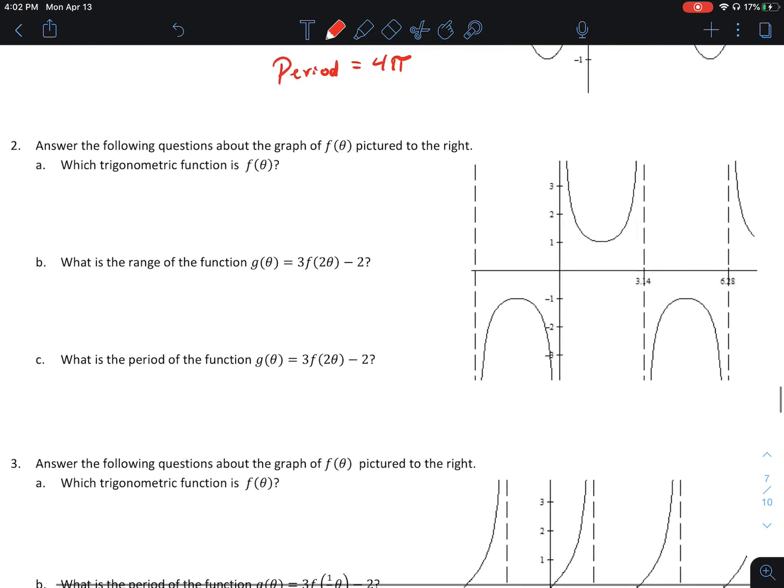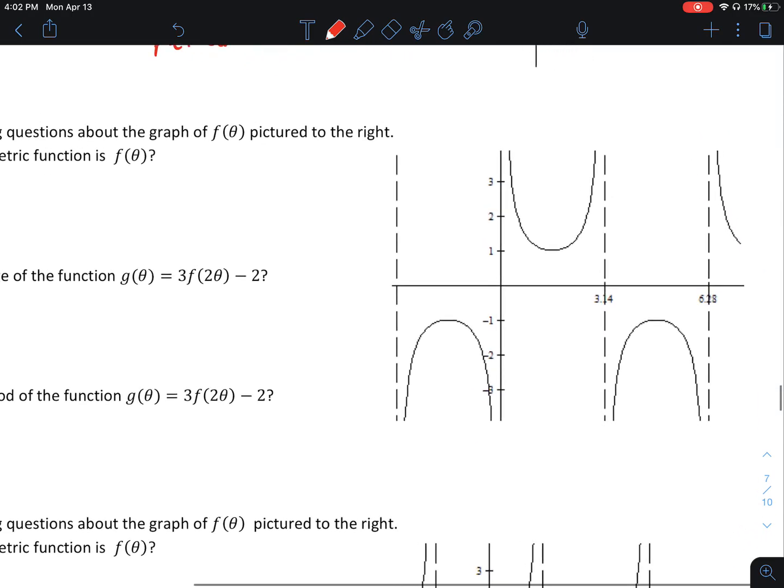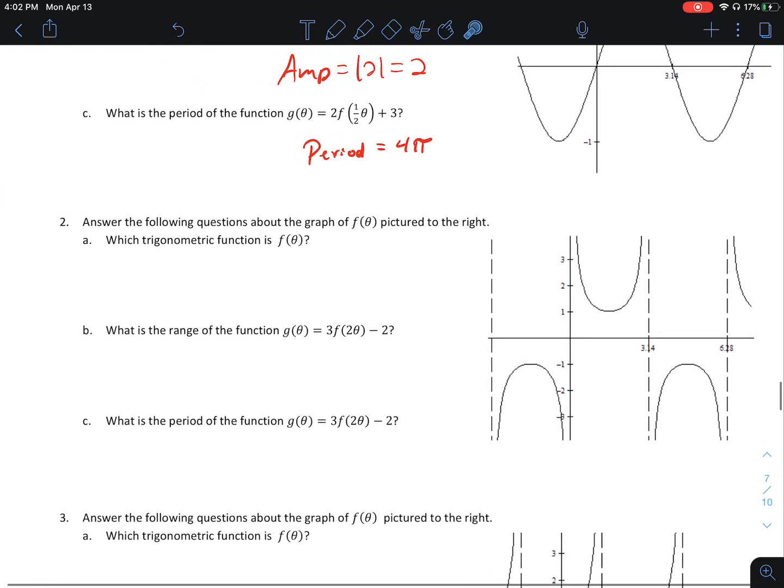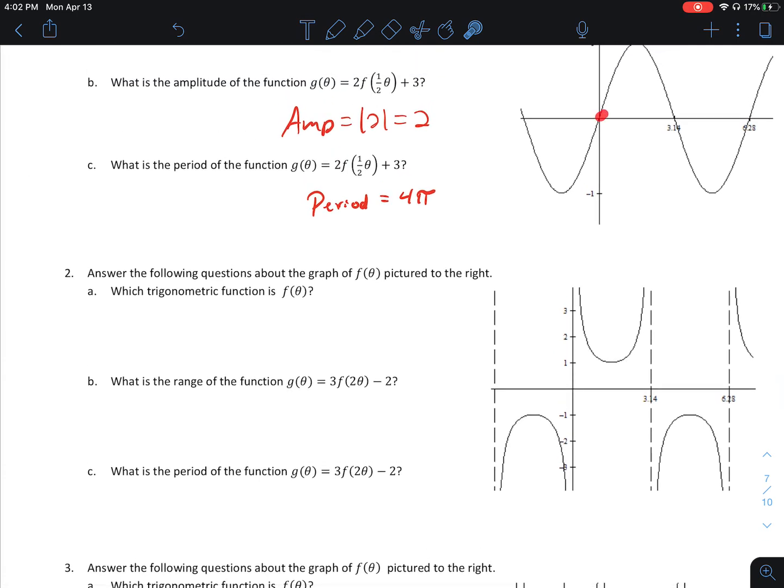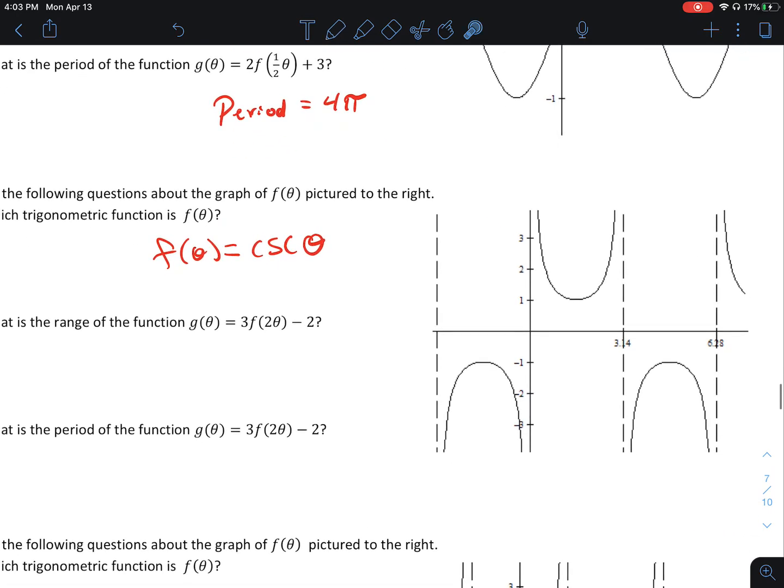Question 2, which trig function is pictured to the right here? Well, sine of 0 is 0, so the reciprocal of 0 is undefined. That tells me that this is going to be cosecant. So f of theta is cosecant of theta. What's the range of this function? Well, for the parent graph, the range goes from -infinity to -1, and then from 1 to infinity.